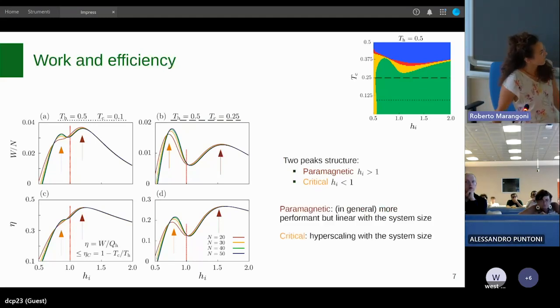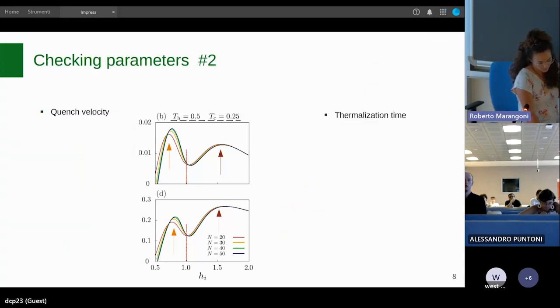And what is interesting is that, even though you cannot see it in general from this picture, the paramagnetic point is more performant. But you can see all the curves are overlapped. This means that there is a linear scaling with the system size, while the critical peak shows a hyperscaling with the system size. This is what we are interested in.